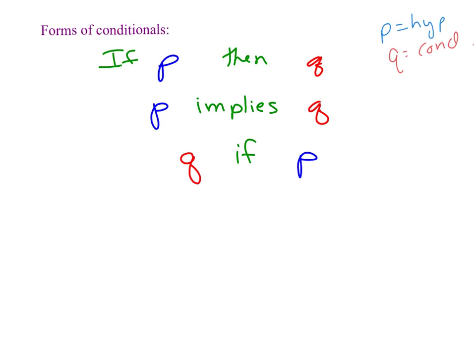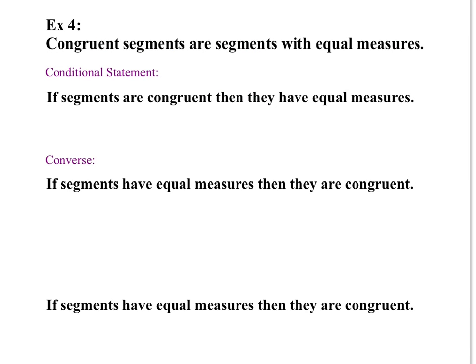Today we're going to actually look at a different form of a logic statement that I haven't introduced to you yet, and you probably have not heard of, but I'm going to work with an example and then we'll get to that. So here's the example. Congruent segments are segments with equal measures. And I know I'm kind of giving away the punchline here because I went ahead and showed you the conditional and the converse. So let's go ahead and identify our hypothesis and conclusion.